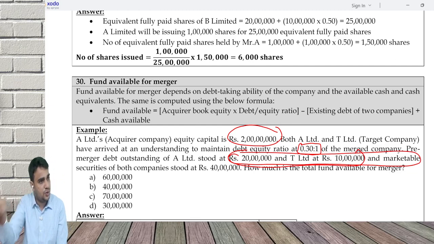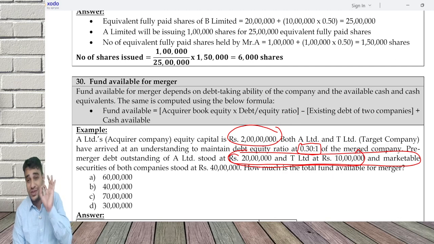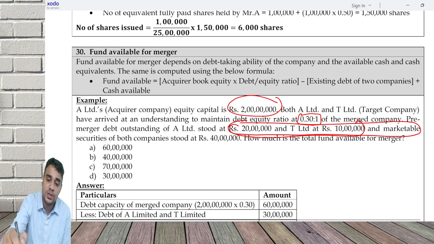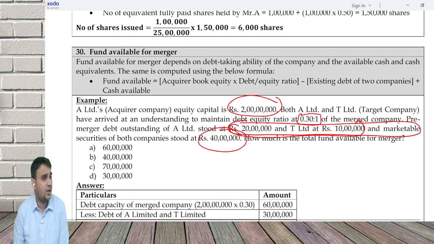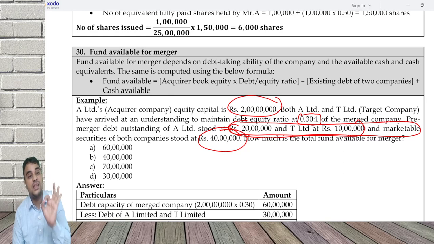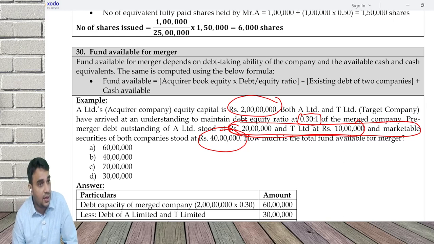Why is this 10 also relevant? Because when you merge, you would have to take over that. So you can borrow 60 lakh. In that, you have already borrowed how much? 30, which means an extra 30 lakh can be borrowed. Apart from that, you have how much? 40 lakh cash is there. So I have a total of 70 lakhs to acquire the other entity.